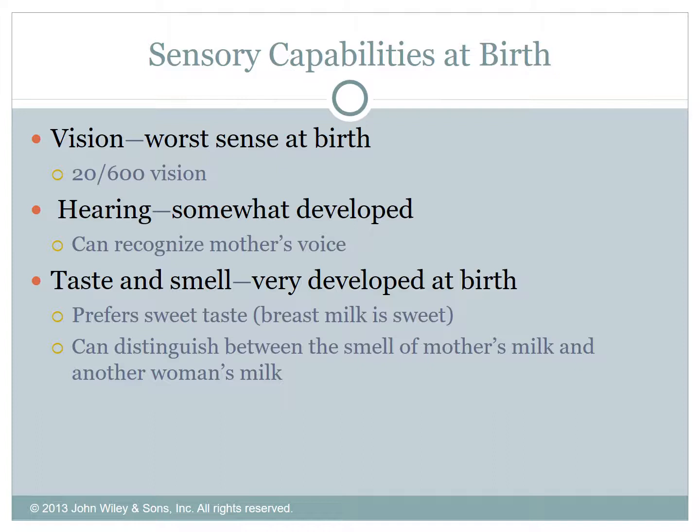Taste and smell is actually very well developed, with a strong preference for sweet things. Human milk is very sweet, far sweeter than cow's milk. And so we have this preference for sweet things when we're born, and that preference often doesn't go away until well into adulthood. Children can actually distinguish between their mother's milk and anyone else's milk almost immediately, and will show a preference for their mother's milk, assuming that that milk is actually healthy.